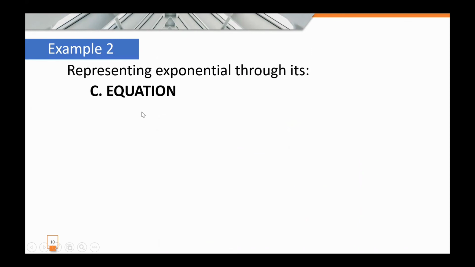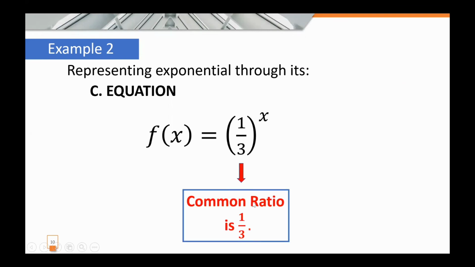The common ratio in letter A that we got from the f of x values is 1/3. So, the equation is f of x equals 1/3 raised to x. 1/3 is the common ratio of f of x and the exponent is x.